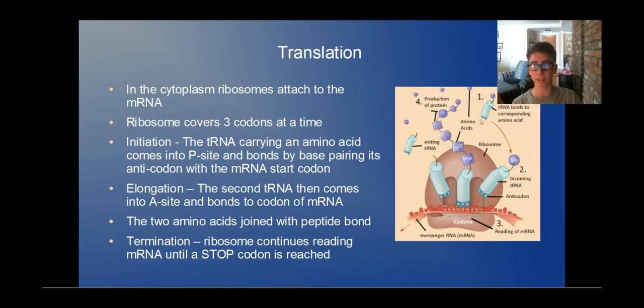And elongation, the second tRNA comes and binds into site A and bonds with the codon of mRNA. And then the 2 amino acids join with a peptide bond, and then you start growing a chain. And once it's all finished, connecting all the tRNA with the amino acids, it will terminate, and the ribosomes continue reading until it hits a stop, and then it will stop connecting amino acids together.